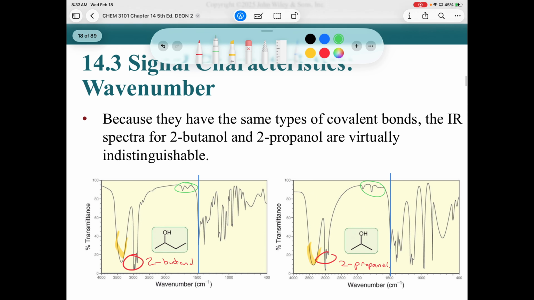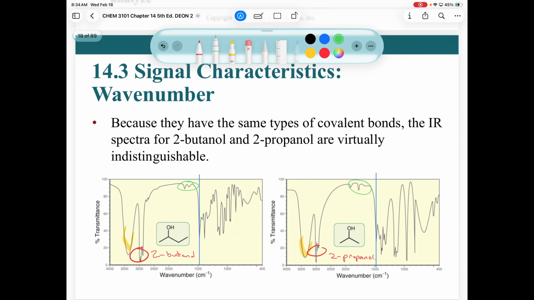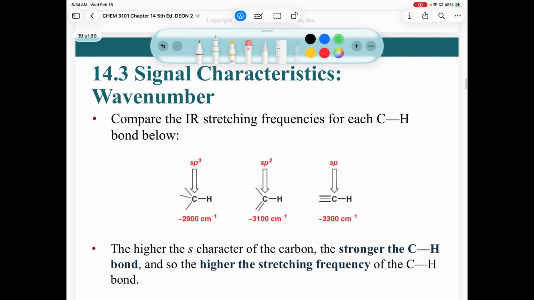But if you did want to tell the difference between these two molecules, which are very similar, are the fingerprint regions the same in these two? No, they're very different, aren't they? Now, again, we're not going to worry about the fingerprint region a whole lot, but if you have two molecules that are very similar and you can't use the diagnostic region, then you might have to get into the fingerprint region. We won't stress about that a whole lot today. We're just learning the subject.